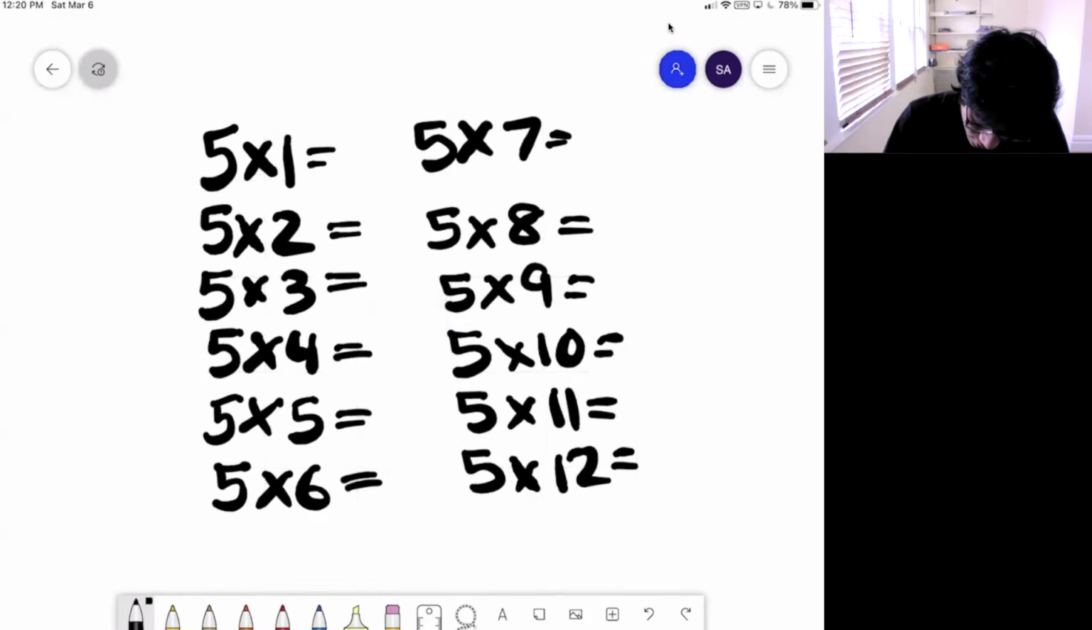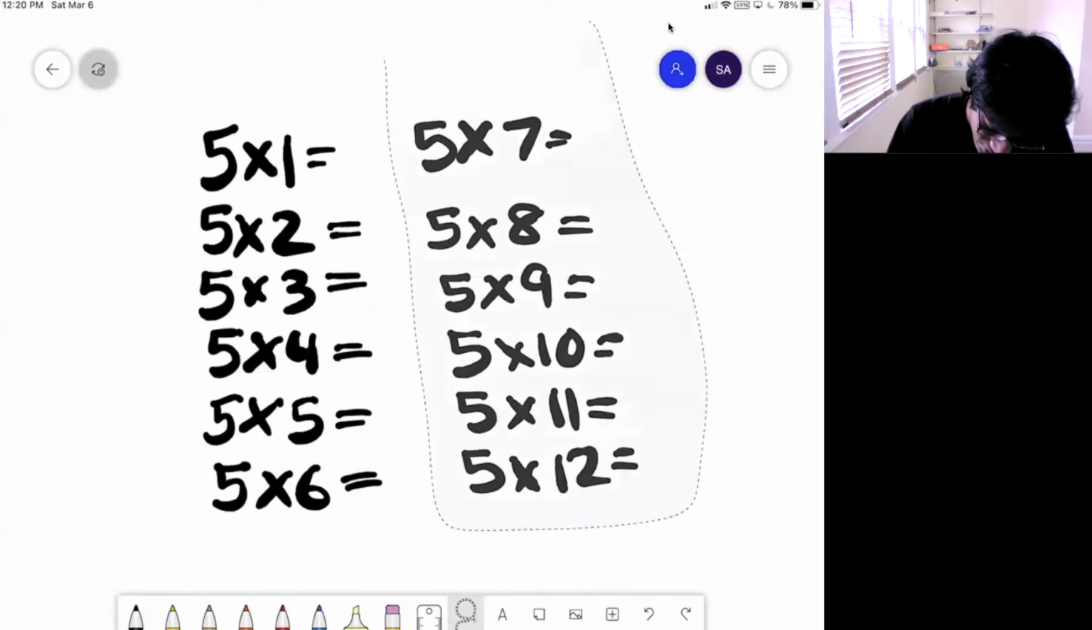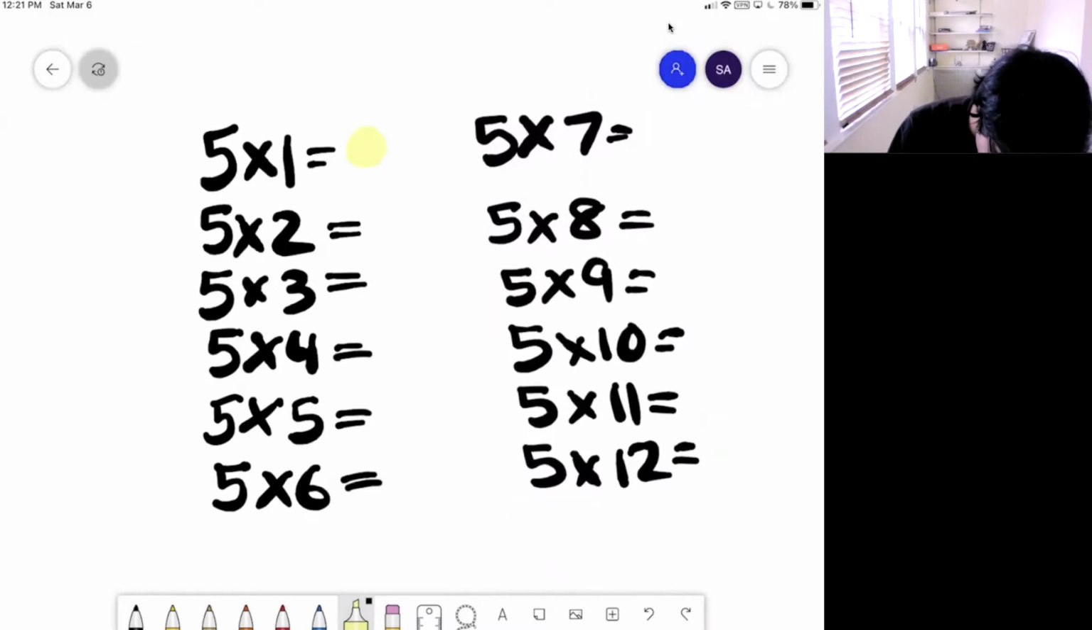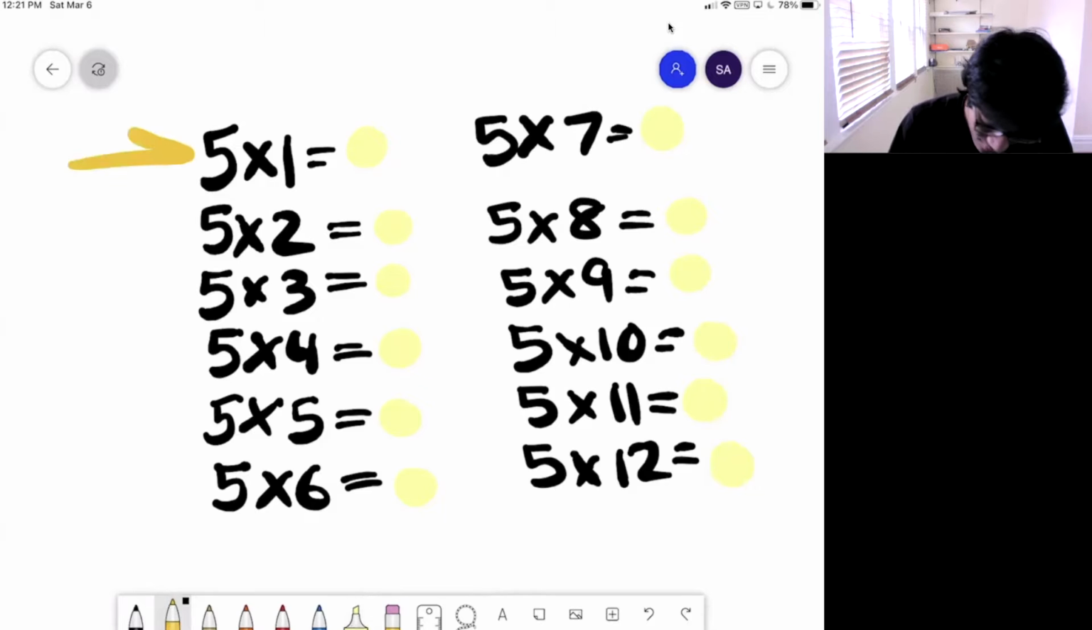So, how are we going to find this whole shebang? Well, I'm going to show you step by step. But first, let me put in the little dots. We're going to fill up these little dots with our answers when we get them. So let us begin. Our first one is 5 times 1.